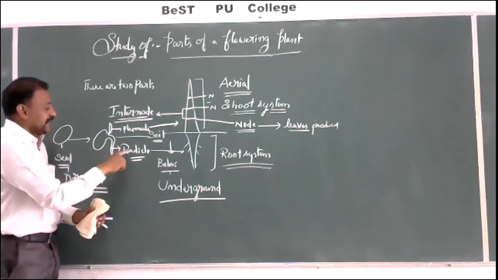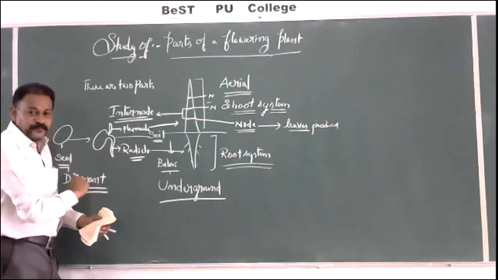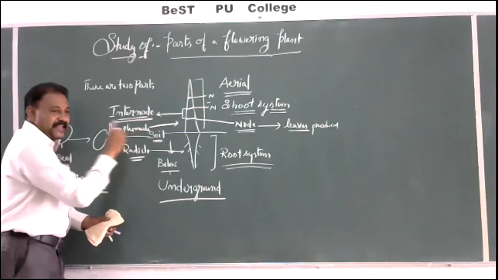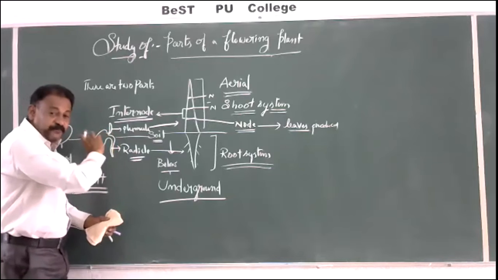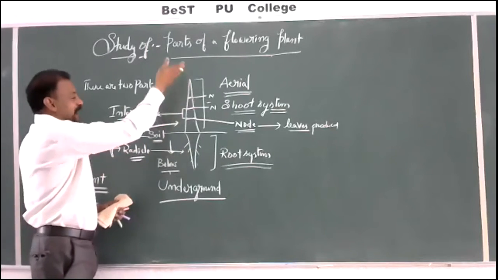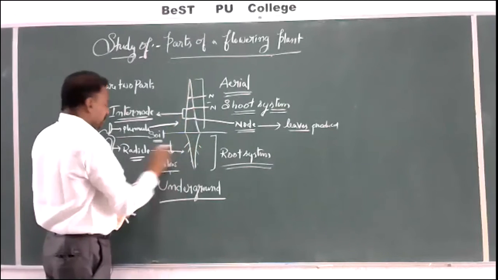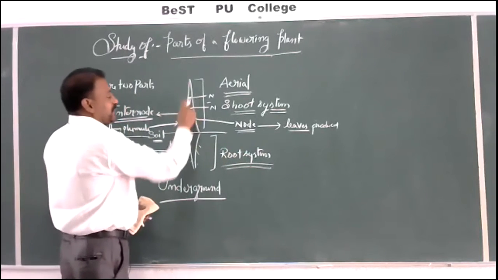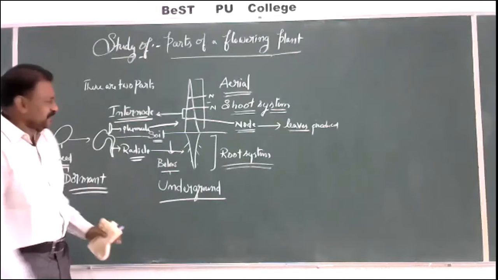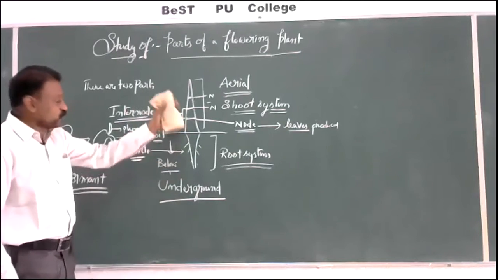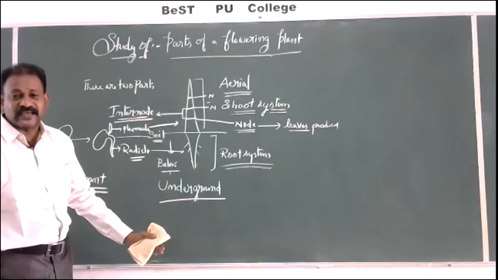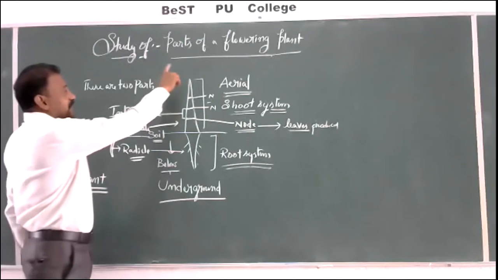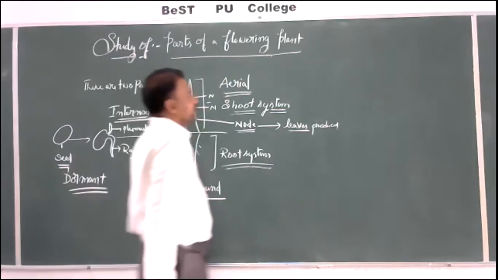This structure is called radicle, R-A-D-I-C-L-E. This structure is called plumule, P-L-U-M-U-L-E. And as and when time progresses, it develops like a plant. This plant consists of, from this radicle, root and root system, and from this plumule, stem and shoot system. Now, these are the two parts, one is below the soil, one is above the soil. And first we are going to study the parts of flowering plant starting with root. What is root?